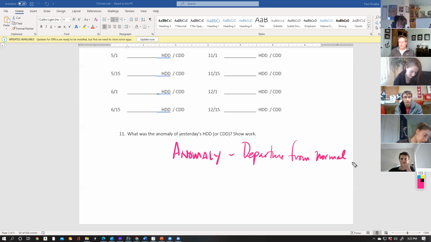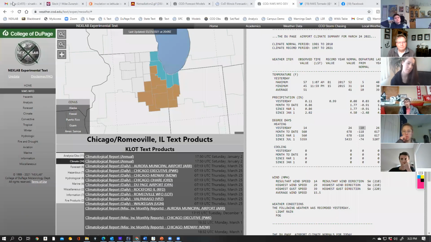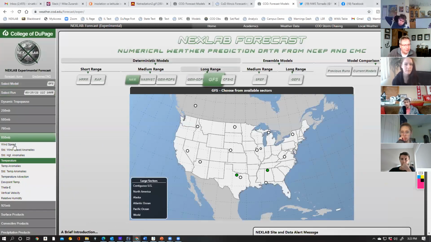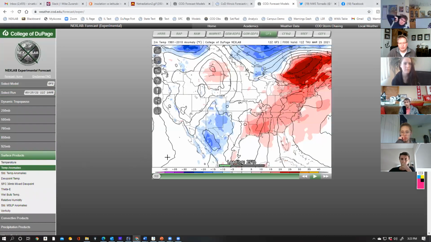It's a departure from normal. So I'm going to show you one last thing, and then we'll be done with class. Hold on a second. In this model, I'm going to show you temperature anomalies. Where it's red, it's warmer than normal by like 20, dark red is 20 degrees.